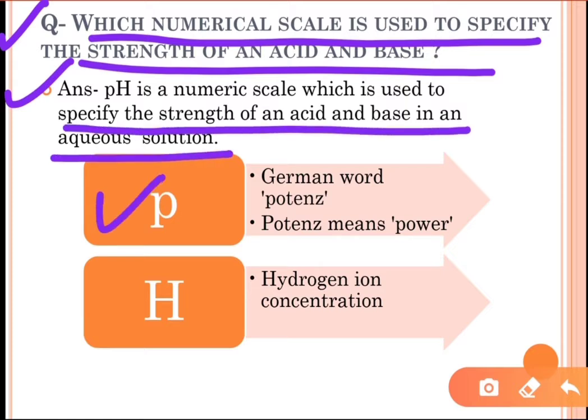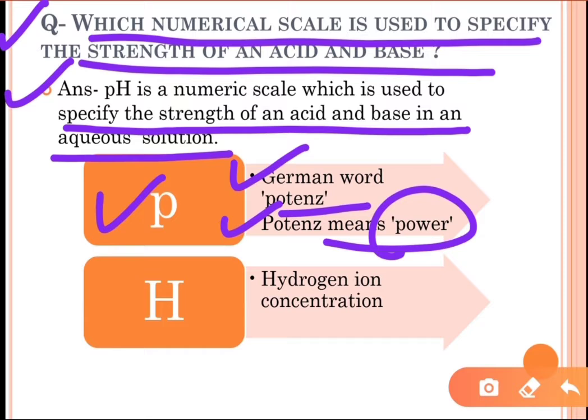Here, small p is from the German word potenz, which means power. H means hydrogen ion concentration. So in general we can say that pH means power of hydrogen ion concentration, or sometimes it is also called potential of hydrogen ion concentration.